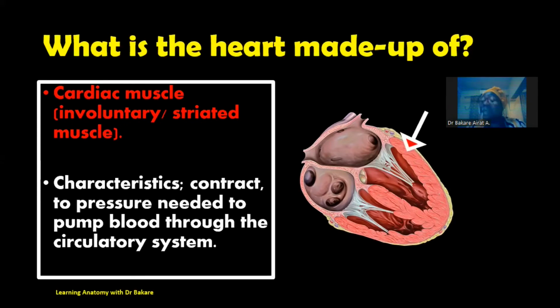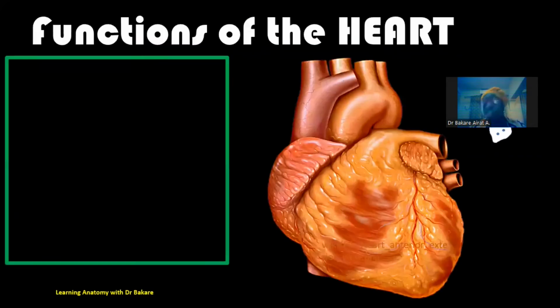And this is the cardiac muscle that the heart is made up of. This muscle has the characteristic to contract, and this contraction helps it to execute its function because it's able to pump blood out to supply the different organs in the body. So let's look at the functions of the heart.